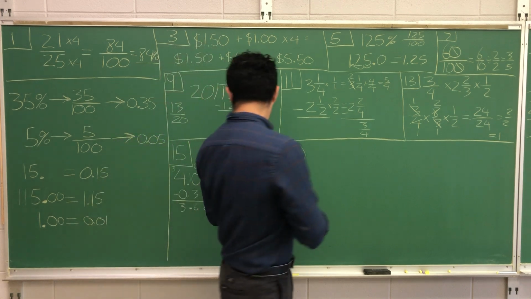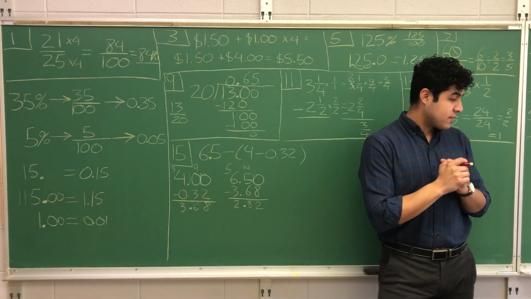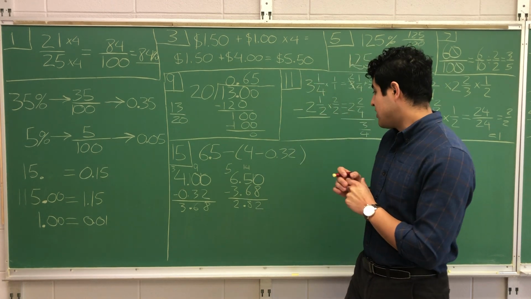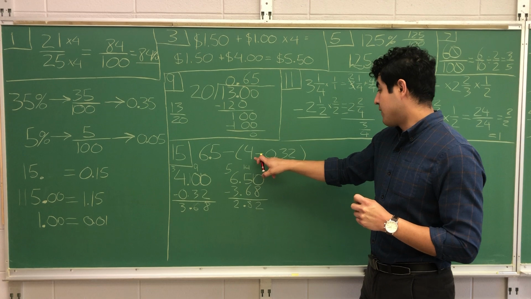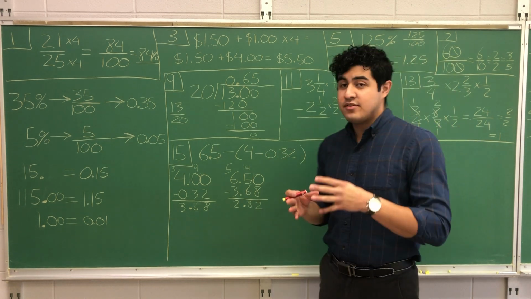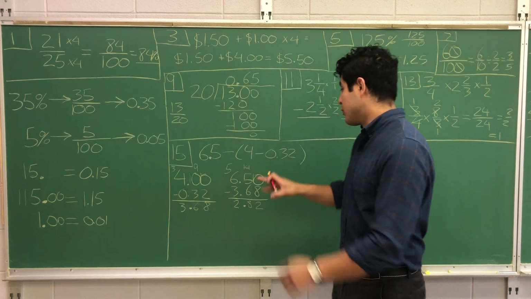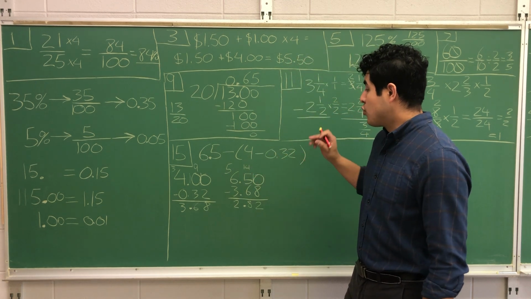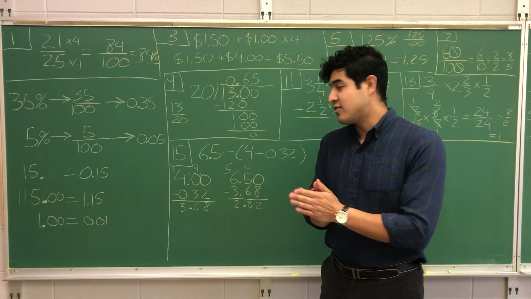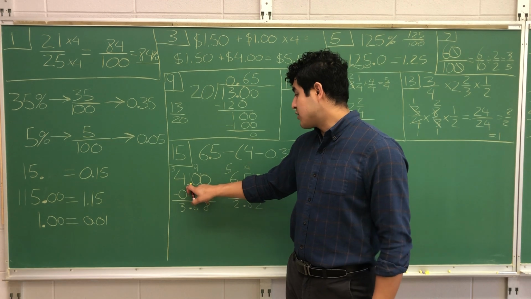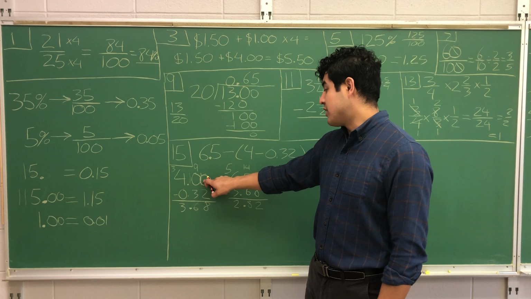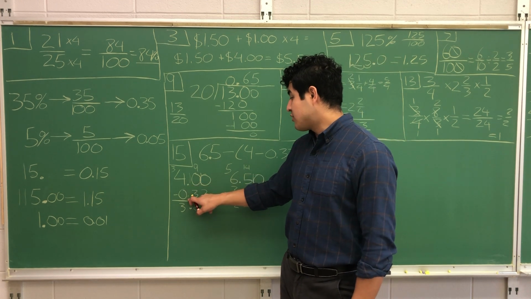All right, and we've come to our last one, number 15. We've got 6.5 minus 4 minus 0.32. The first thing we need to do is the operation within parentheses. So we take 4 minus 0.32. When subtracting decimals, we need to make sure that the decimals are lined up and all the decimal places are lined up. So I placed a decimal here to my whole number 4, and I added 2 decimal places in the tenths place and the hundredths place. My decimal points are lined up.